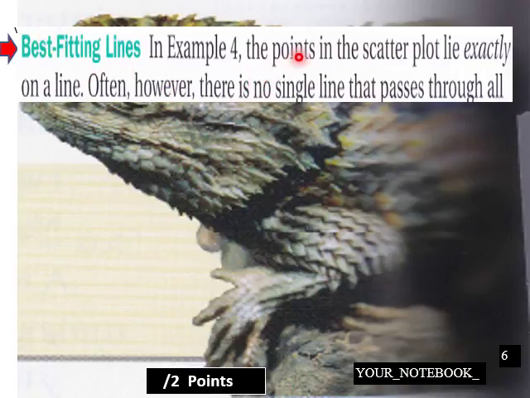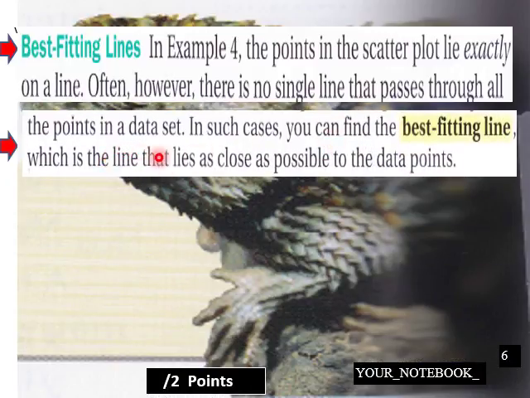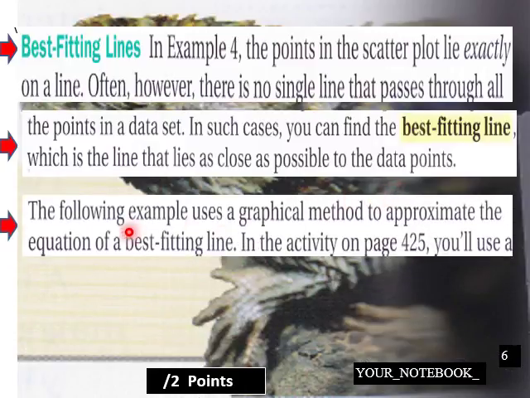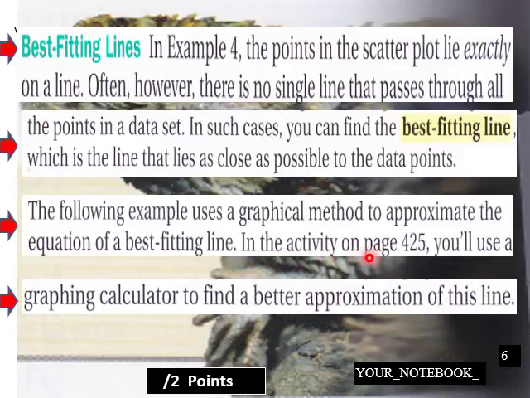Best fitting lines. In example 4, the points in the scatter plot lie exactly on the line. Often, however, there is no single line that passes through all the points in a data set. In such cases, you can find the best fitting line, which is the line that lies as close as possible to the data points. The following example uses a graphical method to approximate the equation of the best fitting line. In the activity on page 425, you use a graphing calculator to find a better approximation.